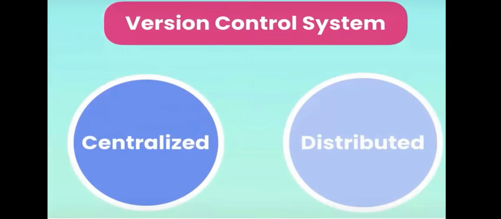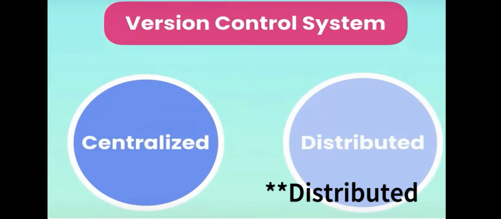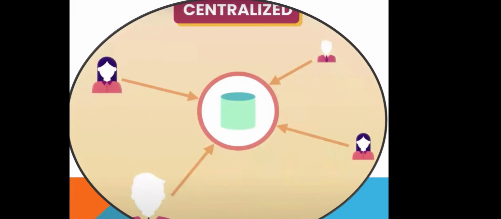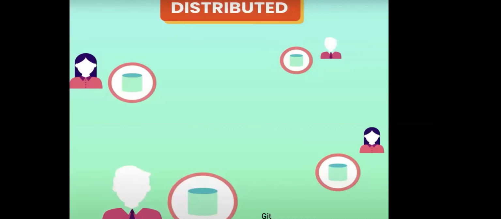Okay, the types of version control system that we have. So we have two types of version control system. One is centralized, another one is decentralized. Okay, so let's get into what is a centralized system. In the centralized system, all the team members connect to a central server to get the latest code and share their changes. For example, Subversion and Microsoft Team Foundation Server, TFS, are examples of centralized systems.